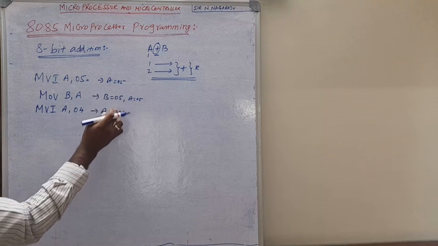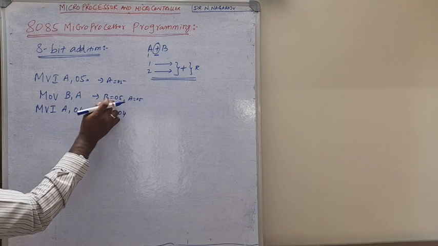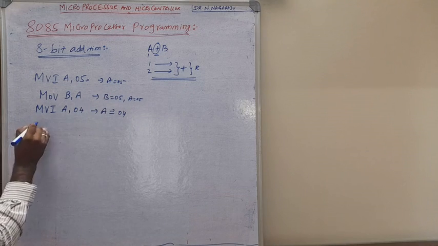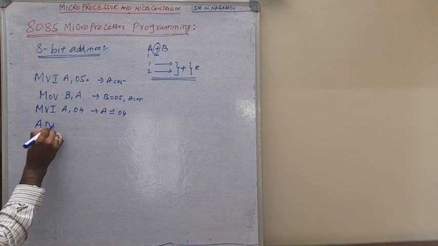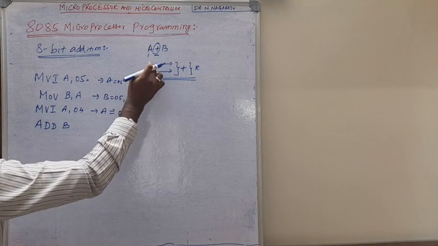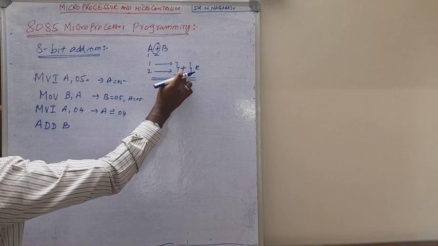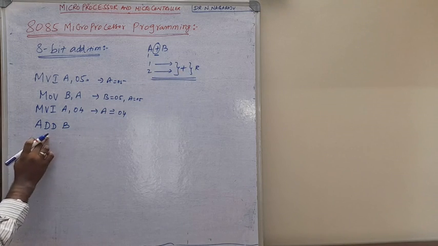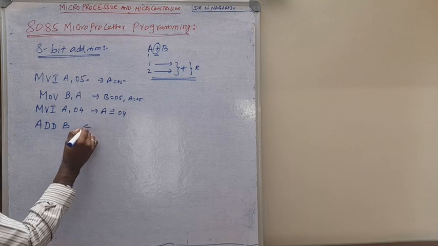So two data are there: one data is available at A and one data is available at B. Now I am going to add. There is the ADD instruction, ADD B. ADD B is the processing. The first two inputs are over, and the processing is done here. That is the meaning of this instruction.